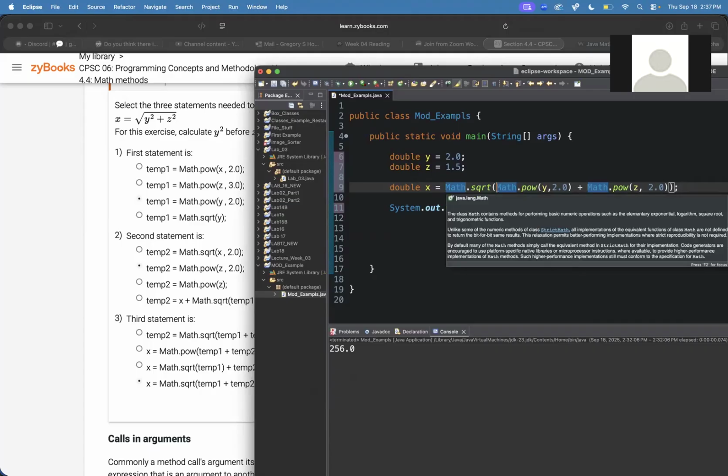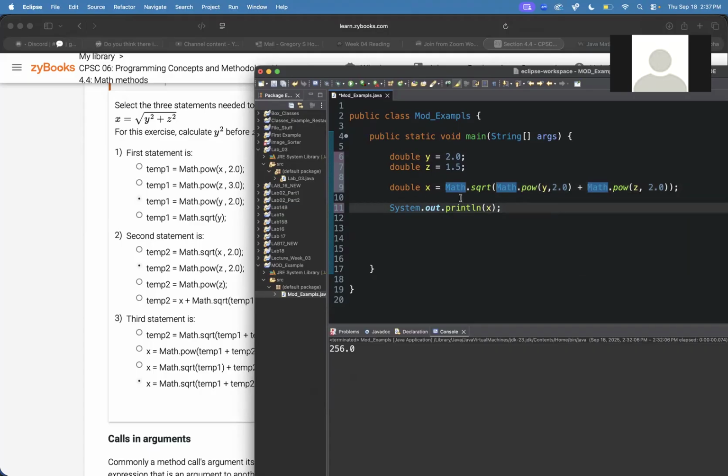And the point of this is just to understand that you could actually put math functions inside of math functions and it all works. Although if I were really doing it myself, what I would have done is math.sqrt, and for the y squared, I would have done y times y, and then for the z squared, I would have done z times z. So this is how I would have preferred to type it in rather than the top way here.